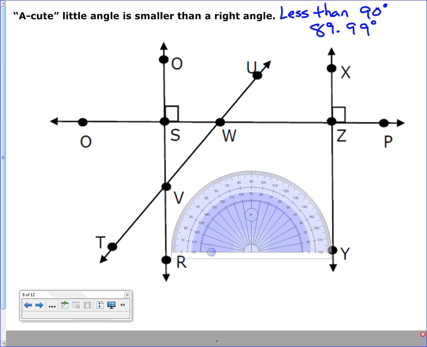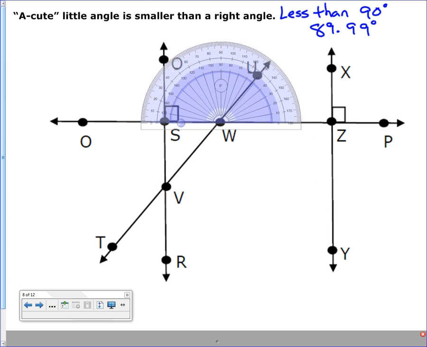A great example of an acute angle: if I take my protractor and put it right here on the vertex W, this angle right here, angle UWZ, is an acute angle. It looks like that's going to be, I don't know, like 52 degrees. We can find the exact one using the smartboard. Oh, I was right, 52 degrees. Because 52 degrees is less than 90 degrees, that's an acute angle. And there's a couple others on there as well.